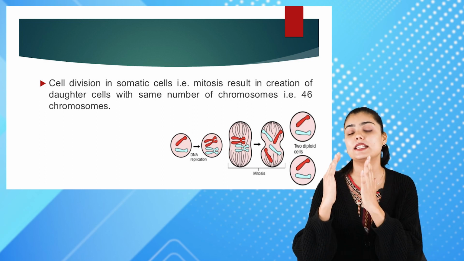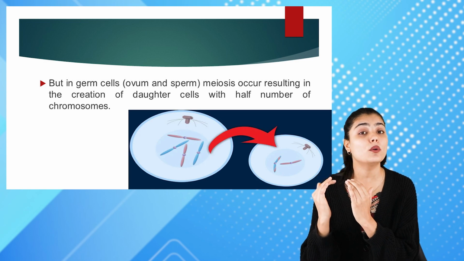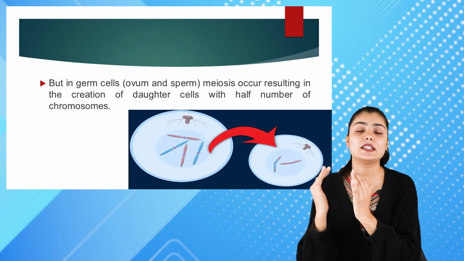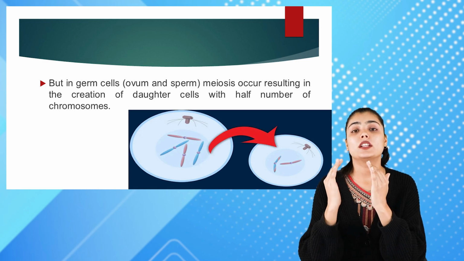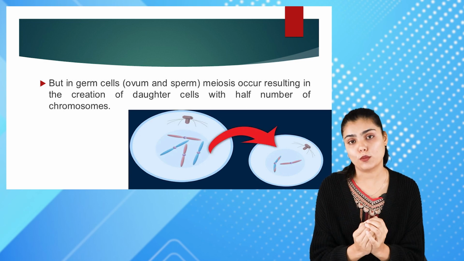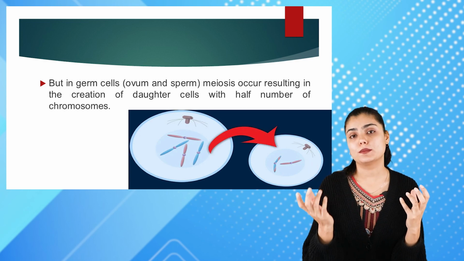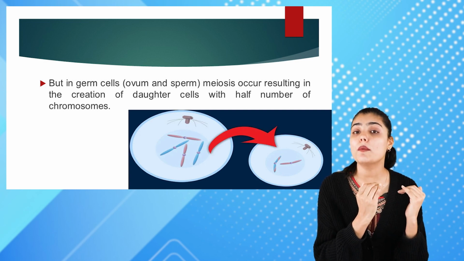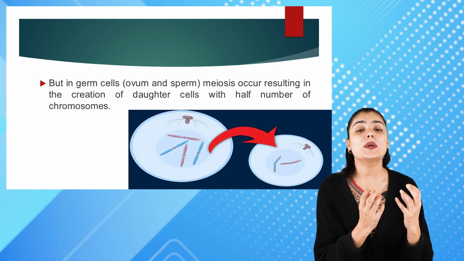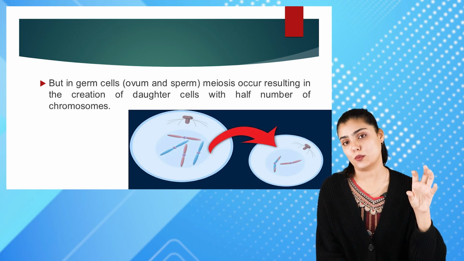But as I said, the different type of cell, that is the gamete cells or the germ cells, undergo meiosis. Meiosis is also a form of cell division, and during meiosis, the daughter cells will only have half the number of chromosomes. So there are two different types of cells, somatic cells and germ cells. Somatic cells will undergo mitosis and create daughter cells with the same number of chromosomes like the mother chromosome.